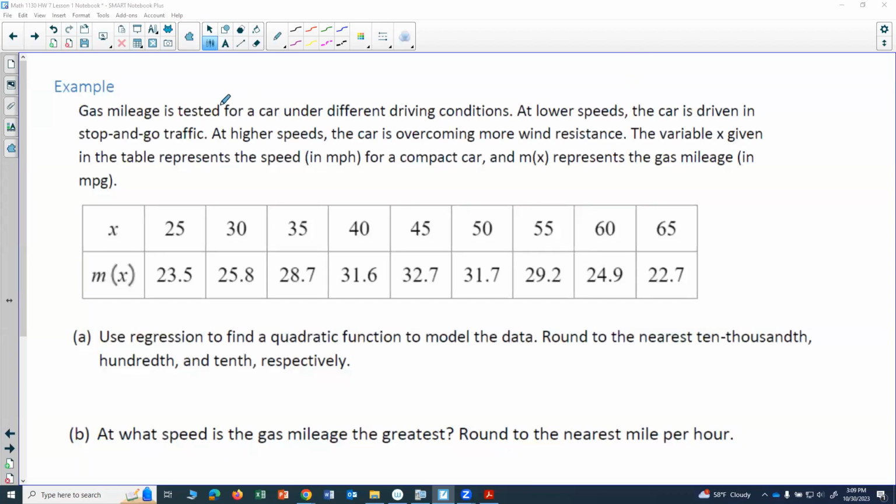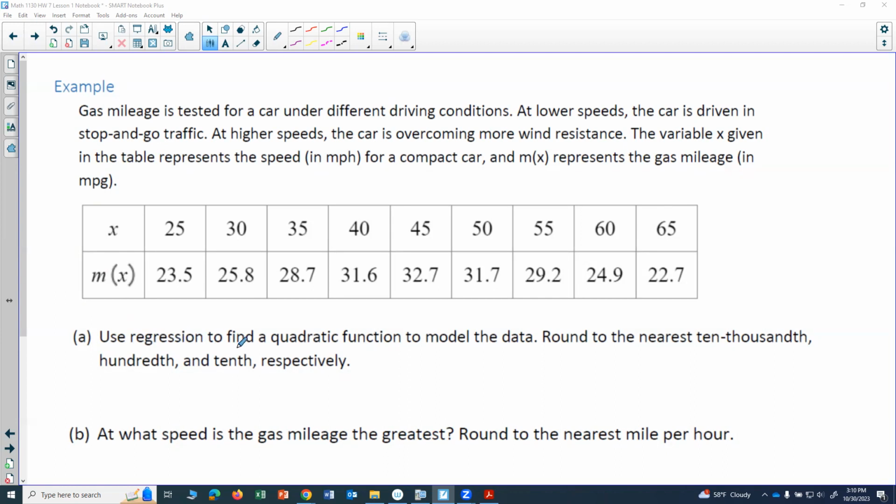In this video, we're going to look at how to do quadratic and cubic regression on the TI-84. In this example, we're told that gas mileage is tested for a car under different driving conditions. At lower speeds, the car is driven in stop-and-go traffic. At higher speeds, the car is overcoming more wind resistance. The variable x given in the table represents the speed in miles per hour for a compact car, and m of x represents the gas mileage in miles per gallon.